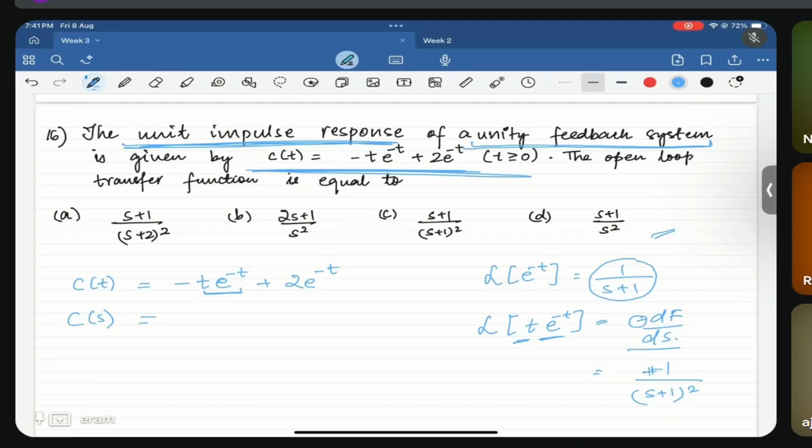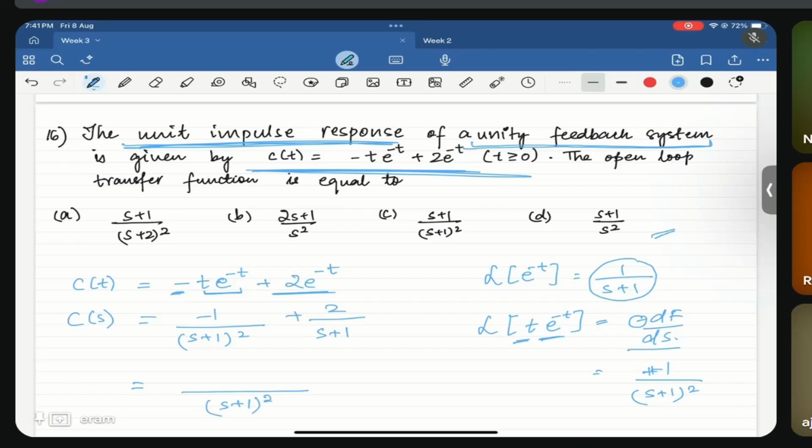So Laplace of t into e to the minus t is 1 by s plus 1 whole square, and there is minus, so it will be minus 1 by s plus 1 whole square, right? And what is the Laplace of this? It is very simple, 2 by s plus 1. So this is the unit impulse response.